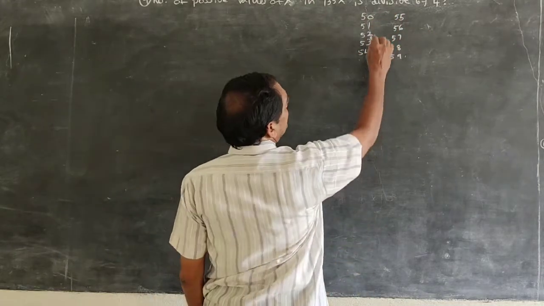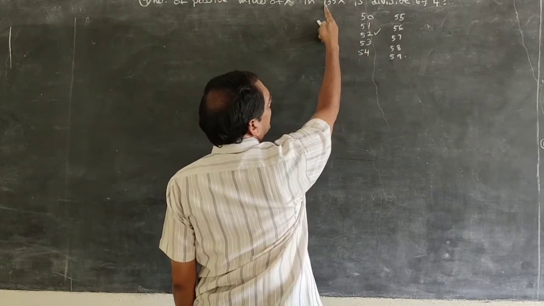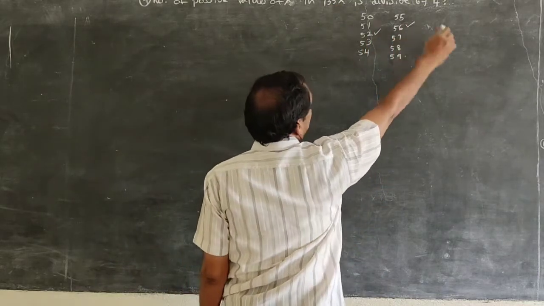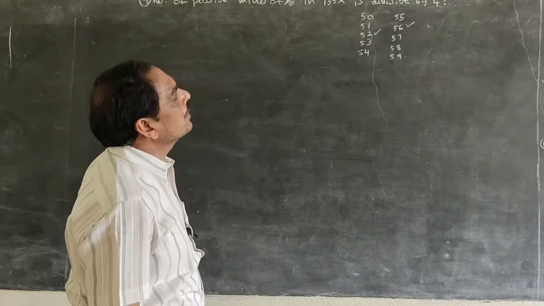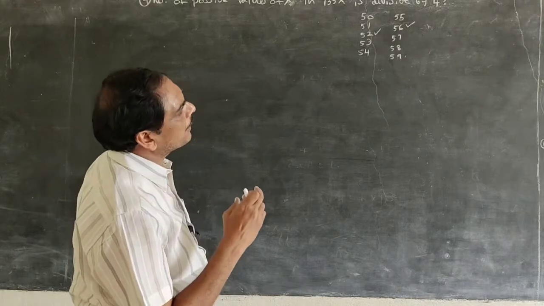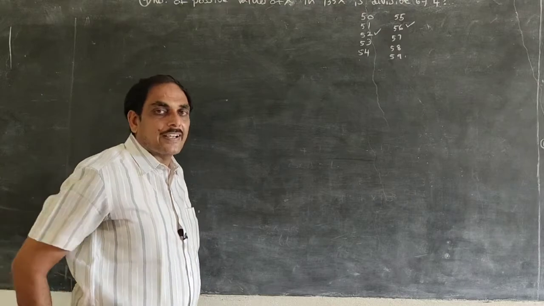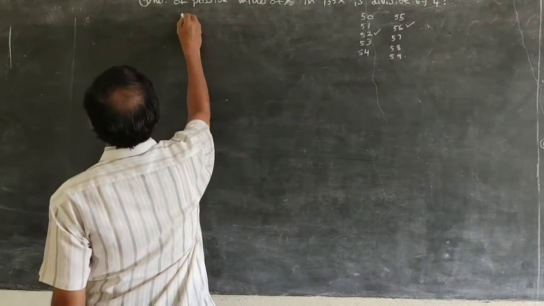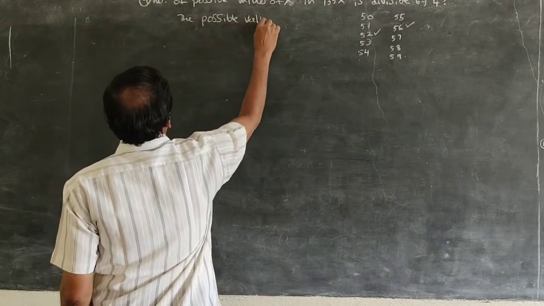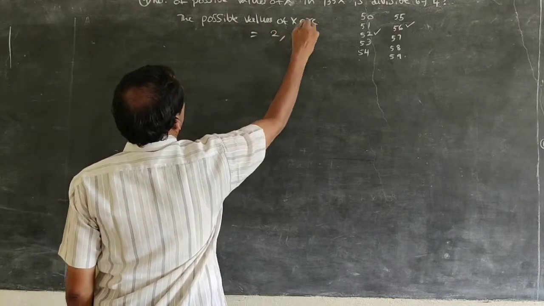So here 52 is the first number. That means when we substitute x equal to 2, then the number is divisible by 4. Next, 56 is another number. So when we substitute x equal to 2 and x equal to 6 only, then the number 735x is divisible by 4. So we write the possible values of x are equal to 2, 6.